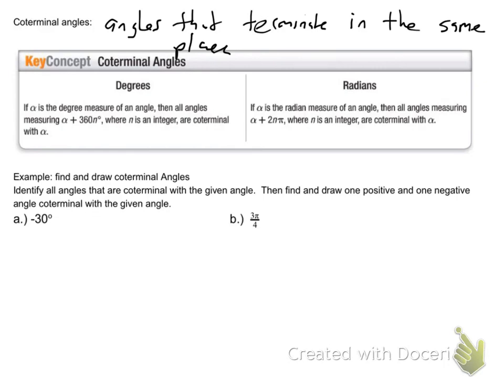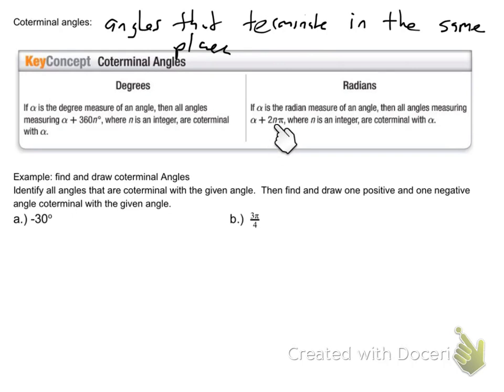And if I add 0, it's one angle. If I add 360, it's another angle. So every angle, I can go in the forward way or the backwards way to find a coterminal angle. Radians, on the other hand, same thing. I'm just going to add 2n pi, they call it.